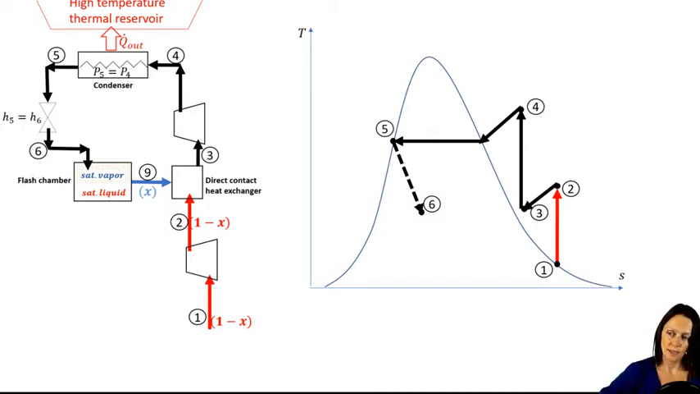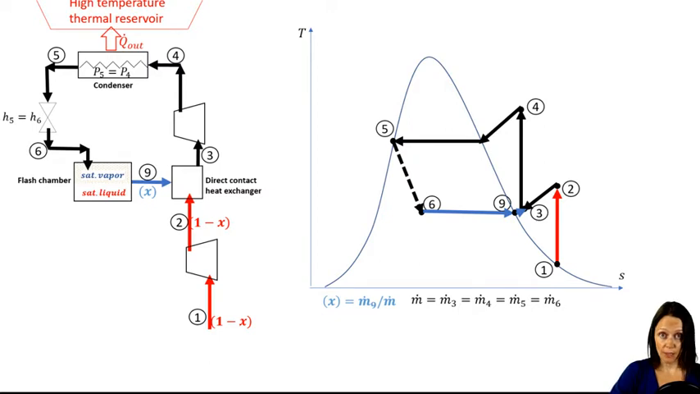So the proportion that comes out of that flash chamber as a saturated vapor, this is x, and it's equal to the mass flow rate at 9 divided by the total mass flow rate, so m dot. And m dot, the total mass flow rate, is equal to m dot 3, m dot 4, m dot 5, and m dot 6. And because the quality at state 6, the quality of the incoming refrigerant to that flash chamber, represents the proportion of your two-phase mixture that exists as a saturated vapor, well, that proportion x is just equal to the quality at state 6, the quality of the incoming two-phase mixture.